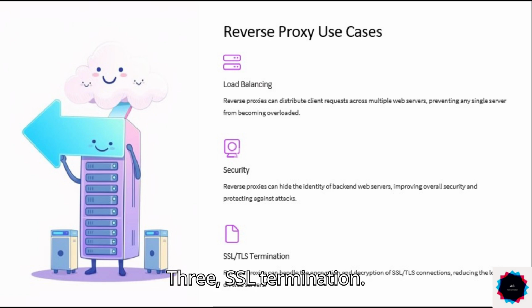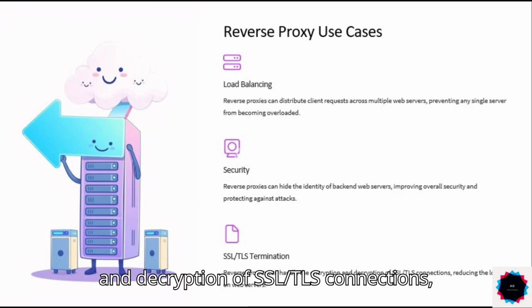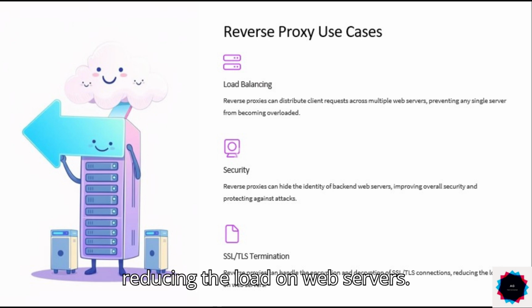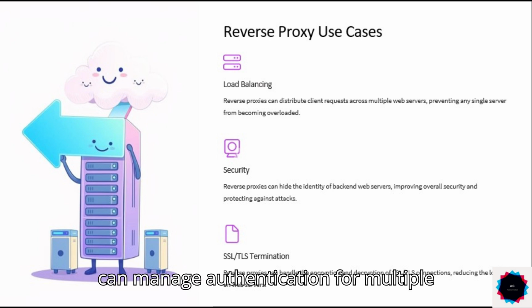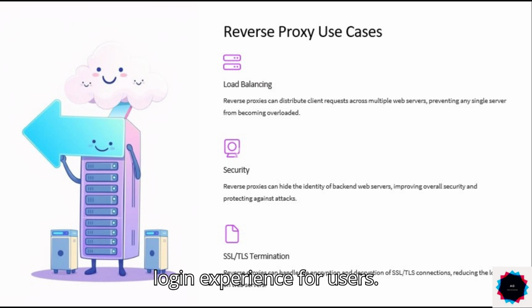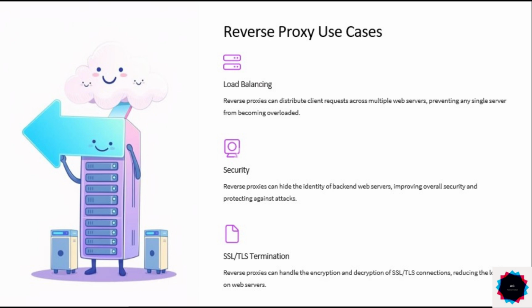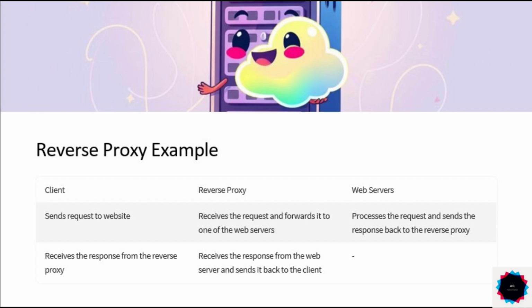3. SSL termination. Reverse proxies can handle the encryption and decryption of SSL TLS connections, reducing the load on web servers. 4. Centralized authentication. Single sign-on (SSO) reverse proxies can manage authentication for multiple backend services, providing a unified login experience for users. They can enforce access control policies, ensuring only authorized users can access certain resources.